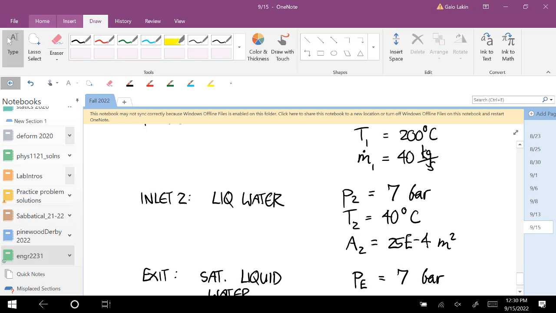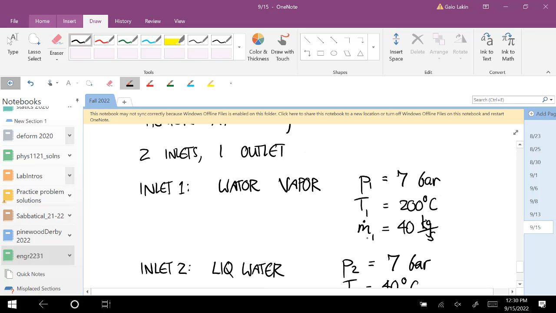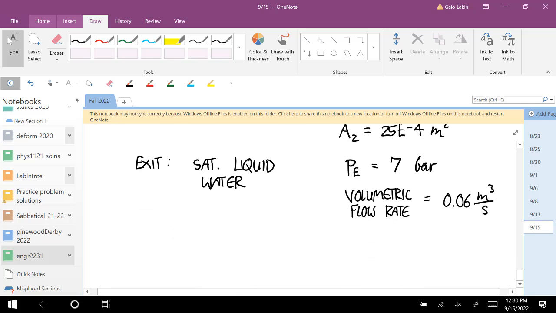So we're already given the rate of mass coming in at inlet 1, but let's calculate the rate of mass coming in at inlet 2 and going out at the exit. So what are m2 dot, me dot, and then also what's the velocity going in at inlet 2?